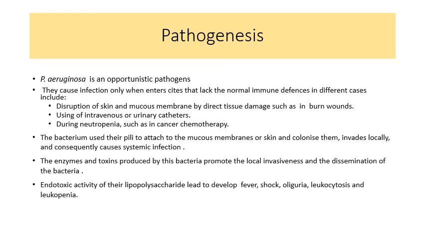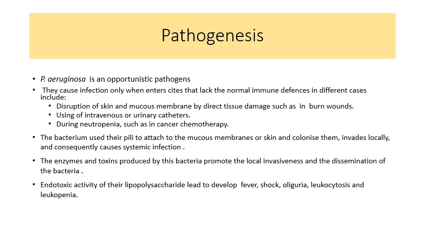The pathogenesis of the bacterium Pseudomonas aeruginosa. This bacteria is an opportunistic pathogen, and it causes infection only when it enters body sites that lack the natural immune defenses. This happens in many cases, including the disruption of skin and mucous membrane by direct tissue damage, such as in burn wounds, during the use of intravenous or urinary catheters, and also during neutropenia, such as in cancer chemotherapy.